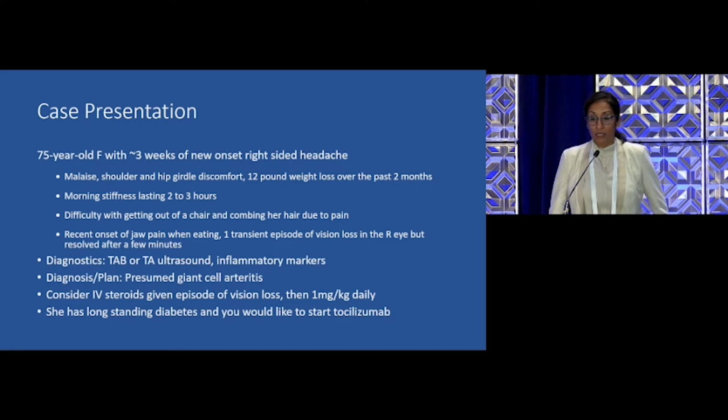So in these cases, we do consider IV steroids if there is threatened vision loss. So occasionally we will actually have someone come into the hospital and get IV steroids, but a lot of times we'll just treat with high-dose steroids if you don't have that vision loss symptom. So it's usually 1 milligram per kilogram per day. So that's your standard regimen to start. This person does have long-standing diabetes, and we know all of the side effects of long-term high-dose steroids, and so you'd like to start Tocilizumab.